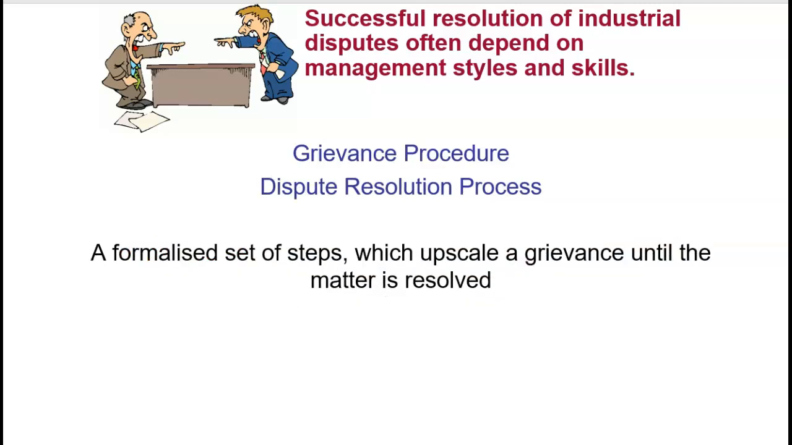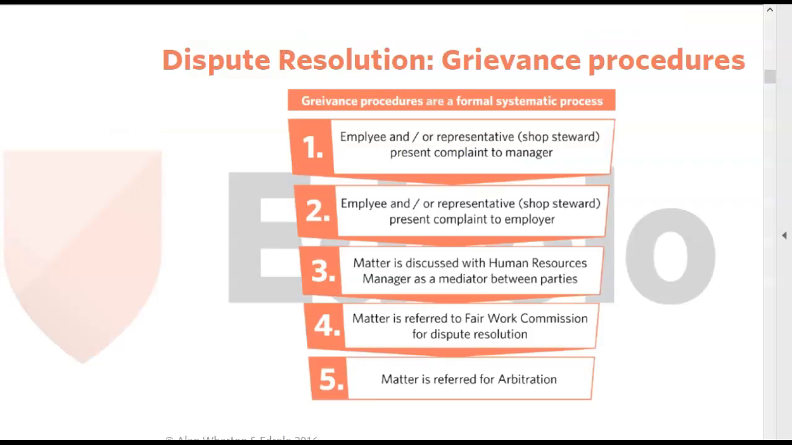If negotiating is not successful, then we need to move further up the chain. So we then move to a grievance procedure, the dispute resolution process. This is a formalised set of steps which upscale a grievance until the matter is resolved. Here we have an example of a dispute resolution grievance procedure. We can see here that it's upscaled. That's the main thing when you're looking at a dispute resolution process.